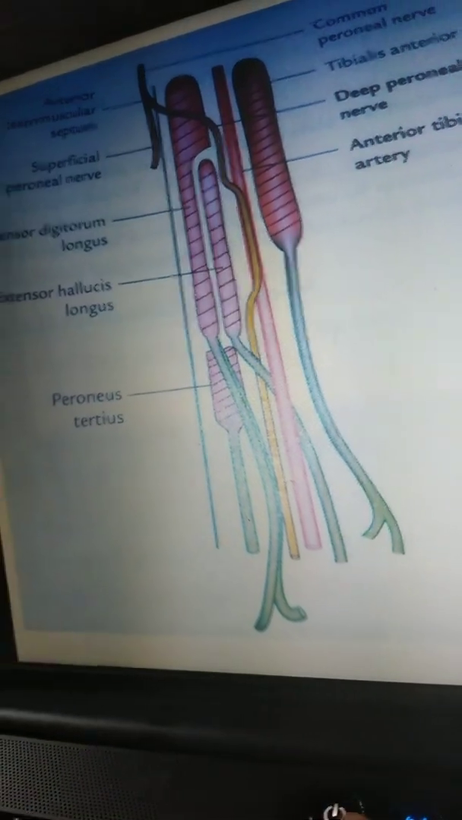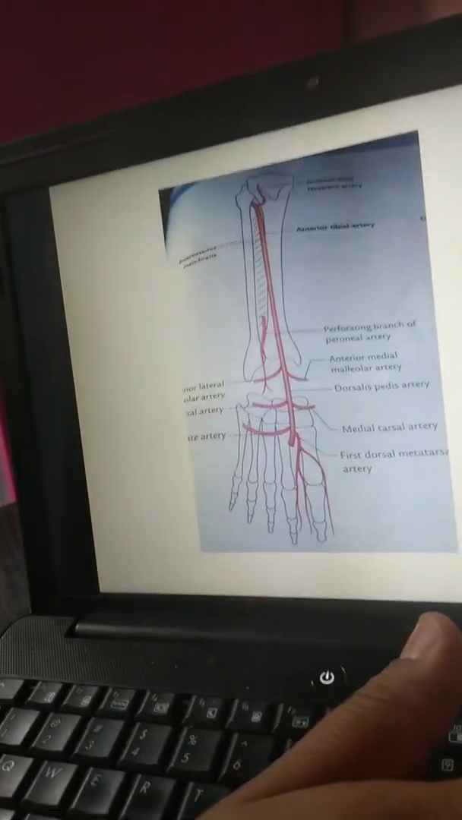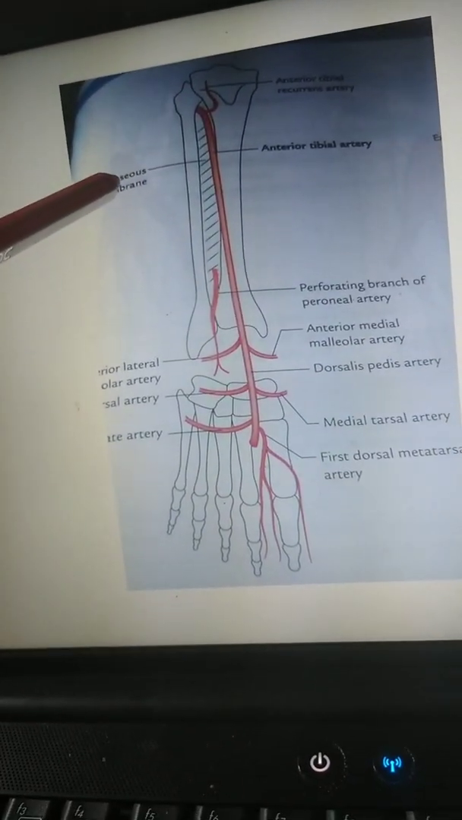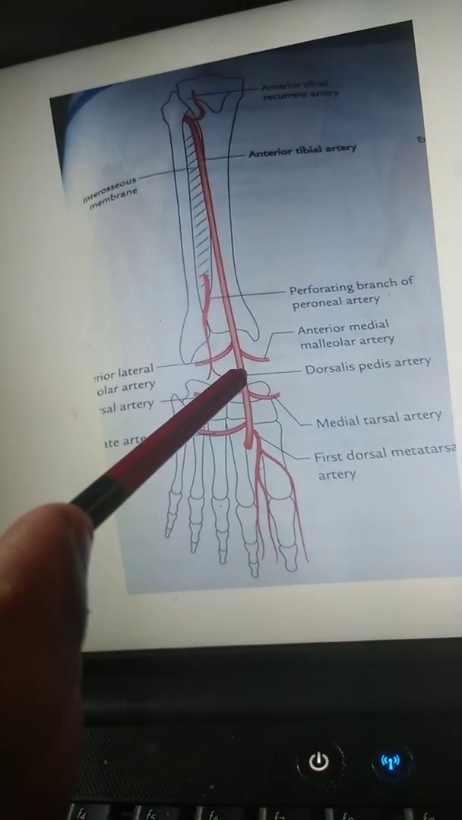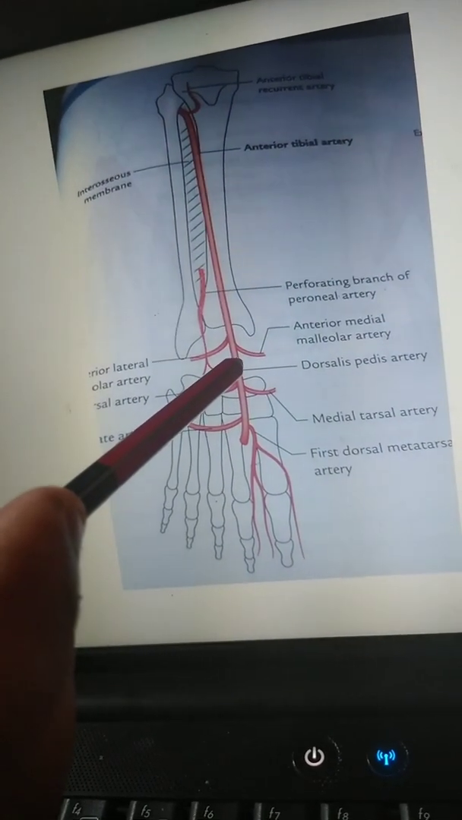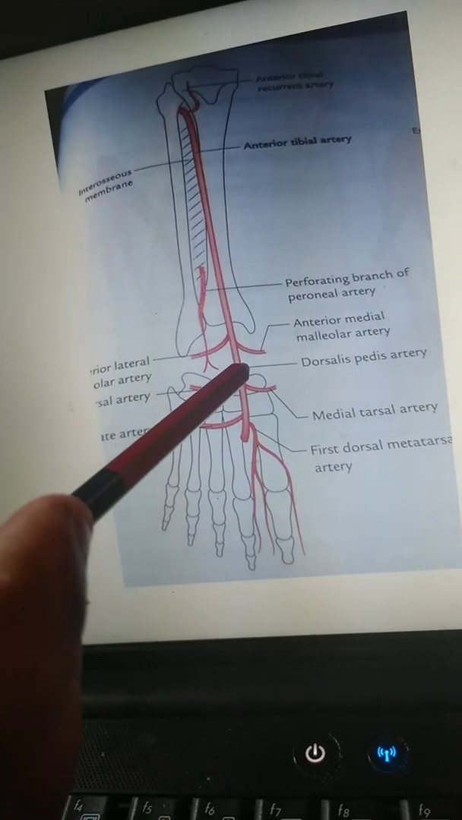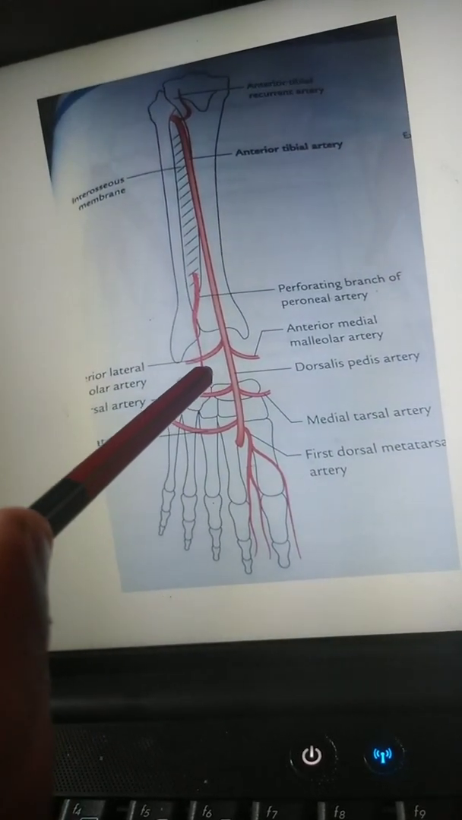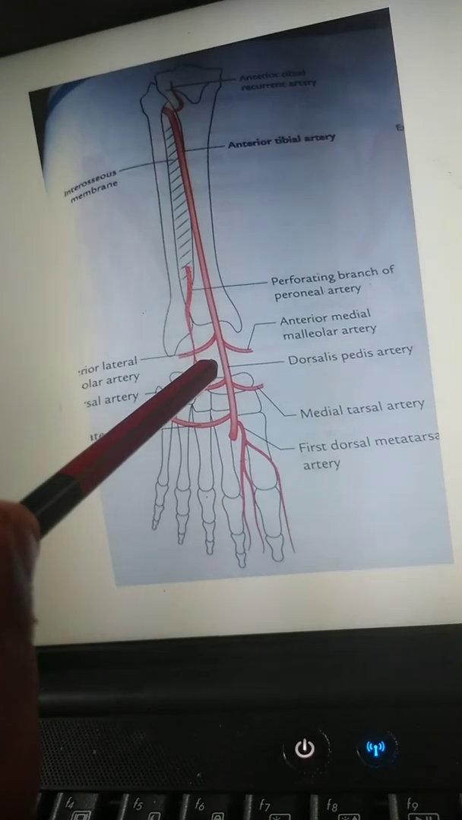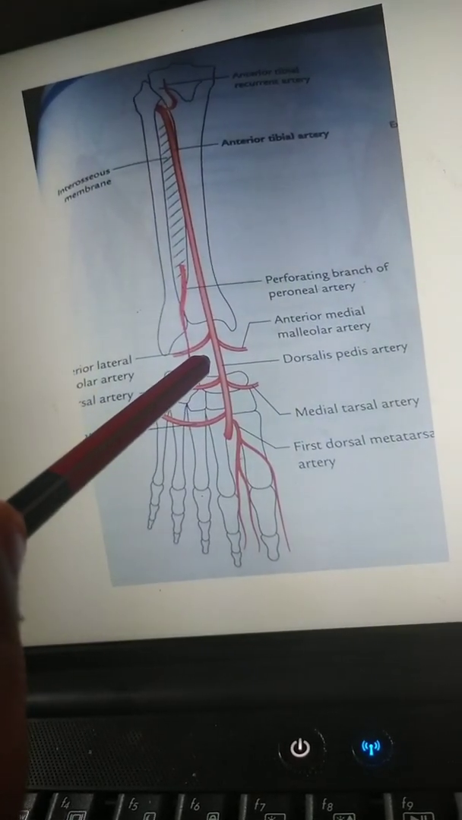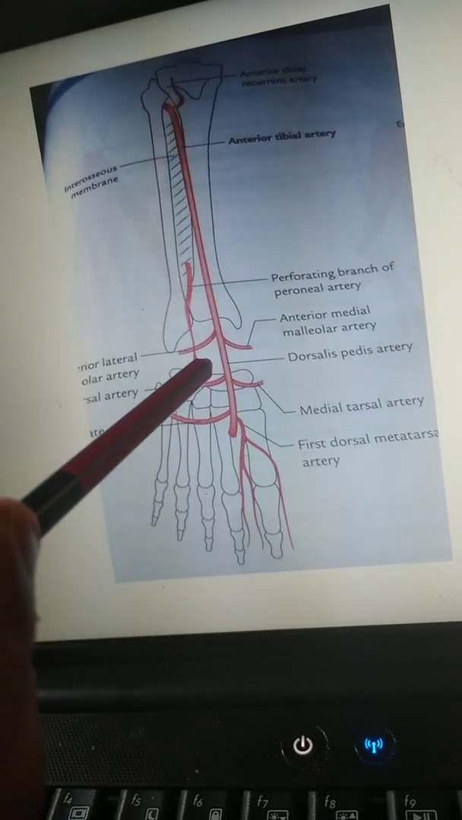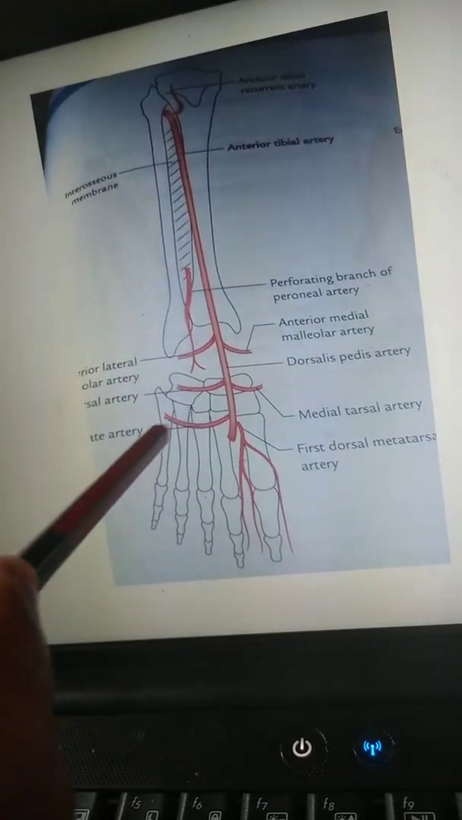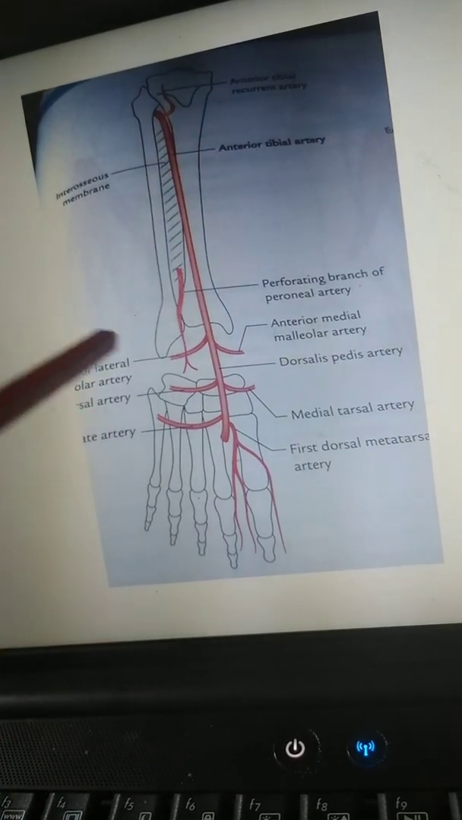Now its branches. It gives anterior and posterior tibial recurrent arteries. They take part in the arterial anastomosis around the knee joint. Muscular branches to the adjacent muscles and anterior, medial, and anterior lateral malleolar arteries. They take part in anastomosis around the ankle joint.